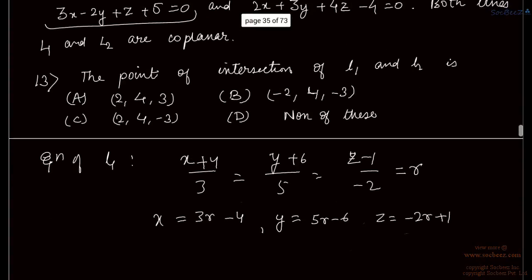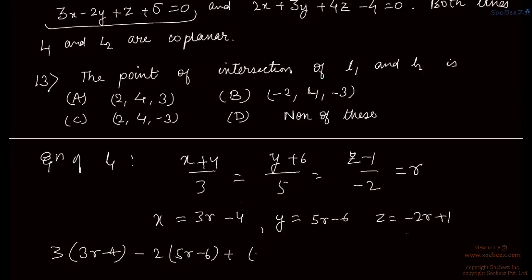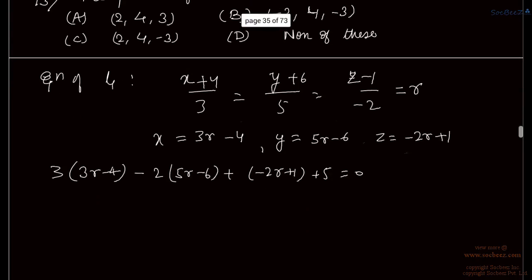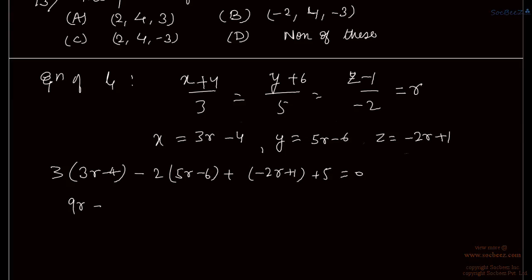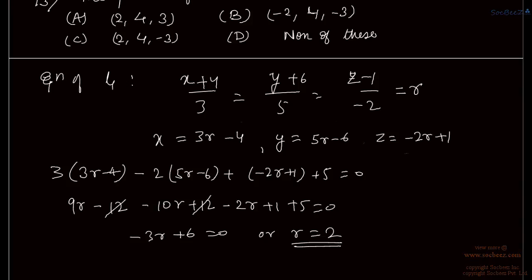So the equation of plane is 3x, x is 3r minus 4, minus 2y, y is 5r minus 6, plus z, which is minus 2r plus 1, plus 5 is equal to 0, or we have 9r minus 12 minus 10r plus 12 minus 2r plus 1 plus 5 is equal to 0. 12 will get cancelled. 9r minus 10r is minus r, minus 2r, minus 3r plus 6 is equal to 0, or r is equal to 2. So we are getting r is equal to 2.